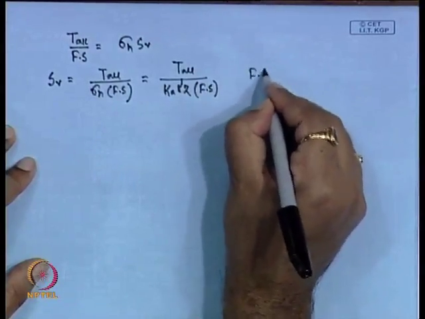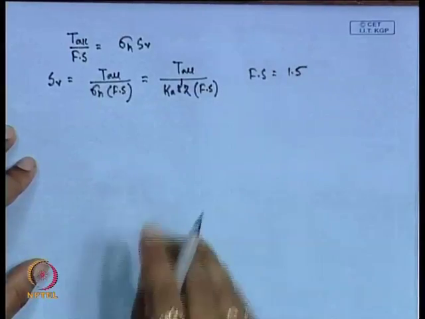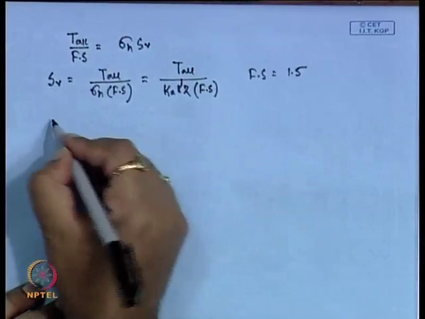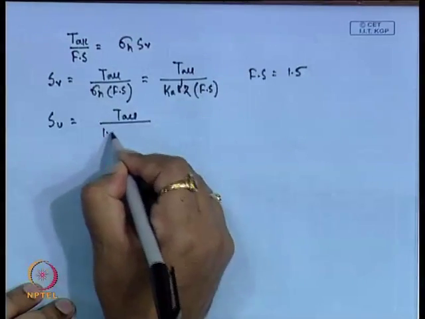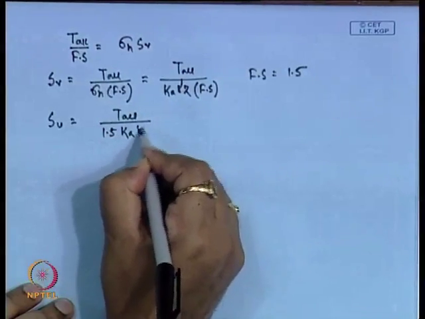This F_s is generally taken as 1.5. So, now we can write S_V is equal to T allowable divided by 1.5 into K_a gamma into z.